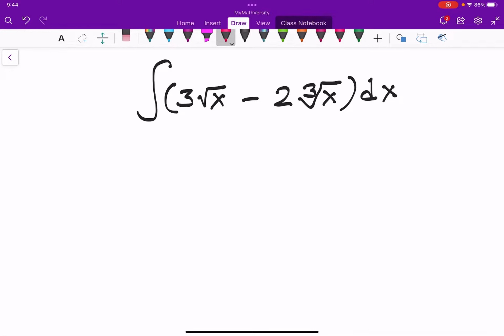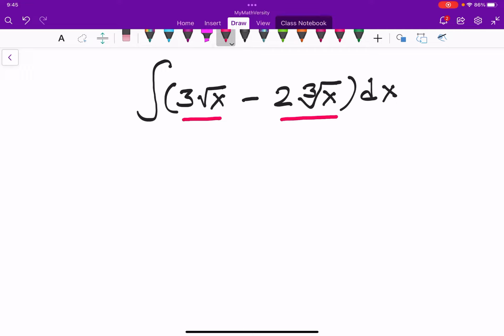In this example, we'll try to find the antiderivative of this given function: 3 times square root of x on the first term, and on the second term we have 2 times cube root of x, right? There is a difference between these two functions, so our goal is to find the antiderivative of everything over here. But as we know some of the properties of the antiderivative or the integrals, we can just find the antiderivative of the first term, find the antiderivative of the second term, and then find the difference between those antiderivatives.